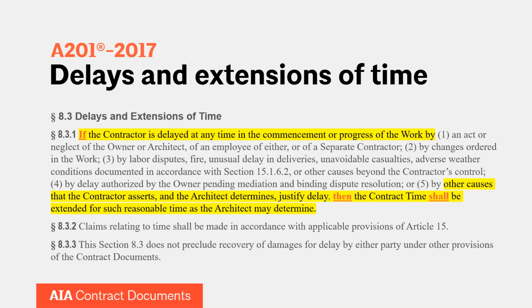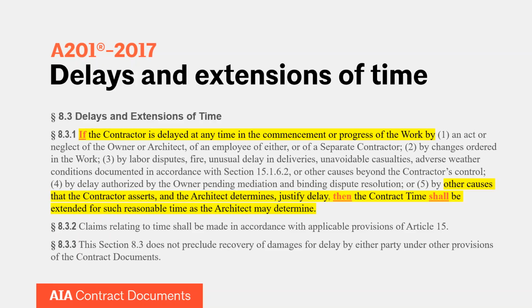Just to remind people that, yeah, if you're going to make a claim, you have to make it in accordance with the other provisions of your contract, specifically Article 15, but any others that could come into play. 8.3.3 is essentially the opposite of what you would normally consider to be a no damages for delay provision, and it specifically says that 8.3 does not preclude recovery of damages for delay.